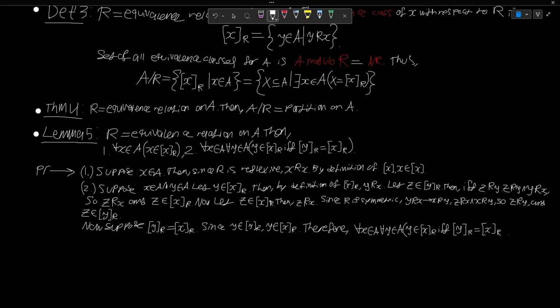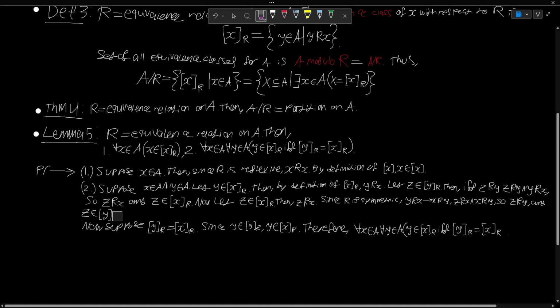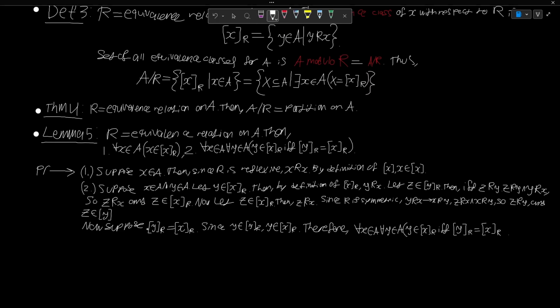So for the right to left implication of the two sets being equal here, we let z be in the class of x. Then by definition, again, z is R related to x. Since R is symmetric, we already know that y is R related to x, so it must be the case that x is R related to y. And again, R is transitive, and this is true, so z must be R related to y. So z is in the class of y.